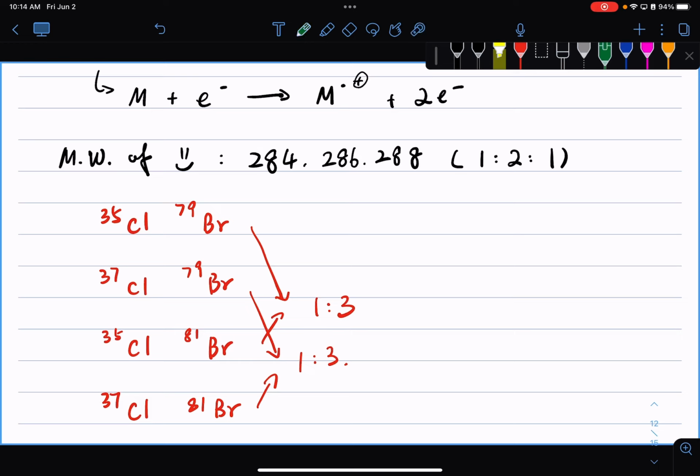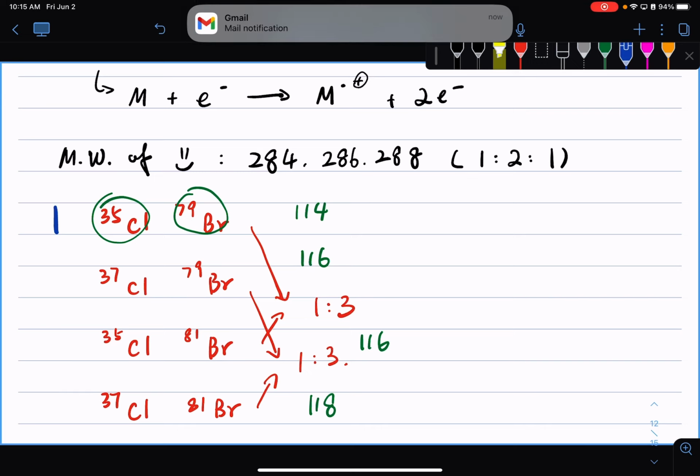Let's see. We have 79 plus 35, that's 114. This is 116, 116, 118. Now, if it is a 1:3 ratio, so let's say this one is 1 and this one is 3. Wait, 35 is 3, sorry. So that's our ratio here.